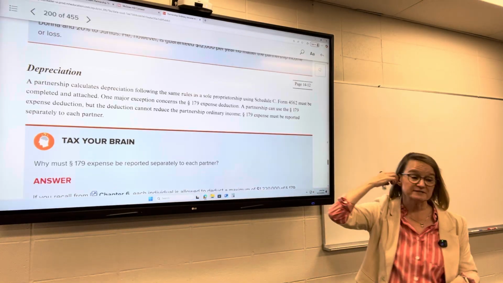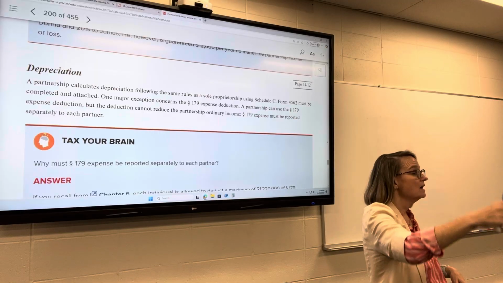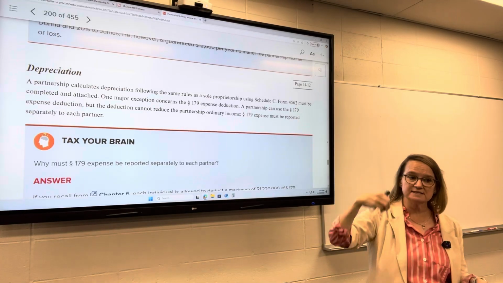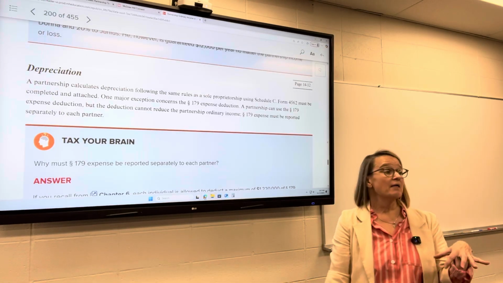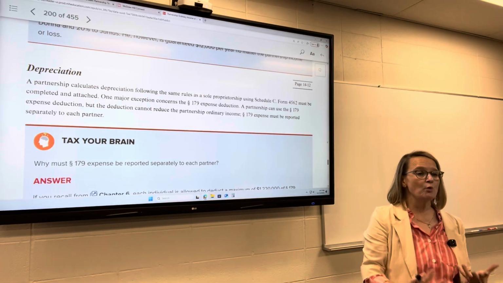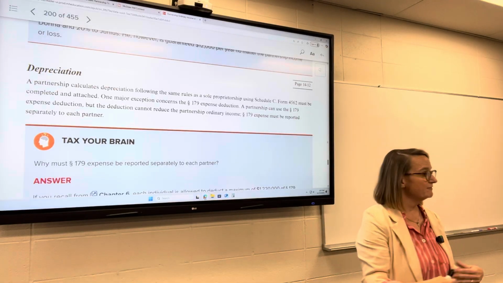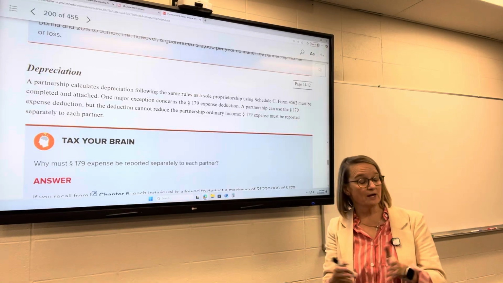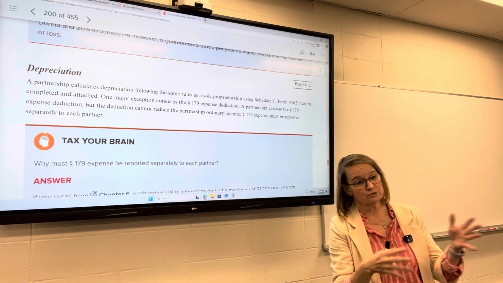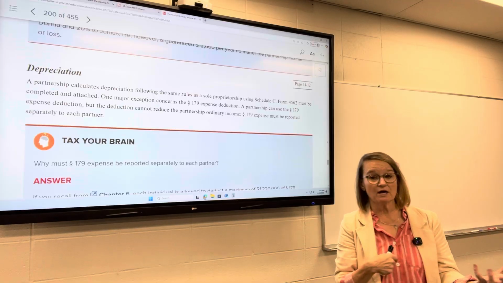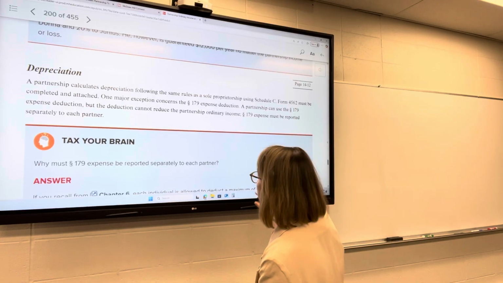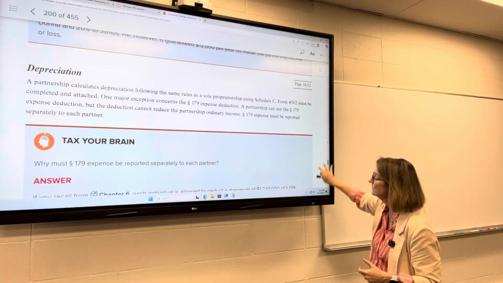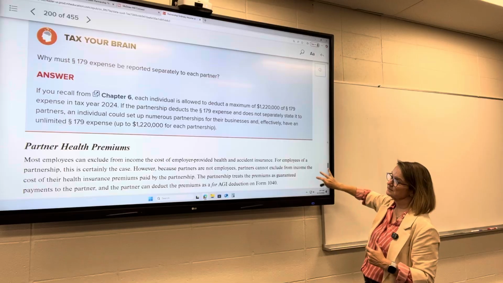So the 179 expense deduction is not going to be listed under ordinary income. It's not going to reduce ordinary income, but it's going to be listed separately as a separately stated item. If the individual partner is able to take advantage of that deduction, they'll still get the deduction, but it's going to be combined with other Section 179 expense on their tax return. So if they've exceeded their limits on 179, then it will be limited. So that's why they have to state it separately. They can't just mix it in with everything else. And that's what's explained here.